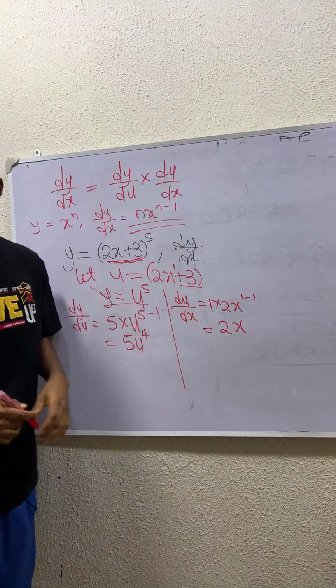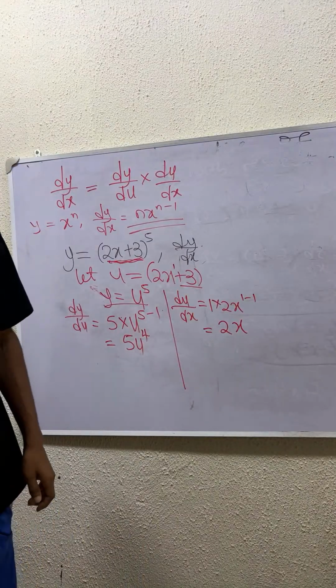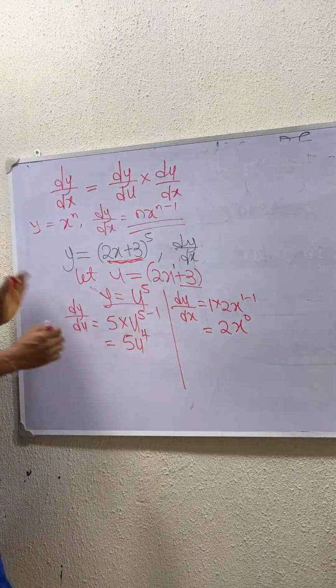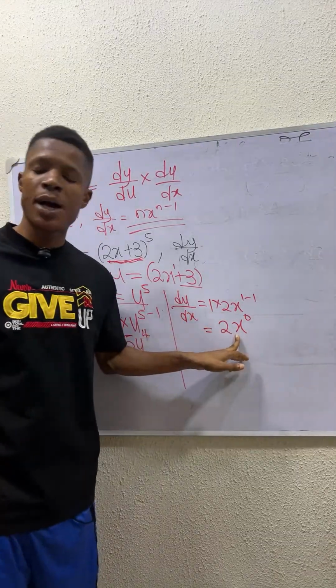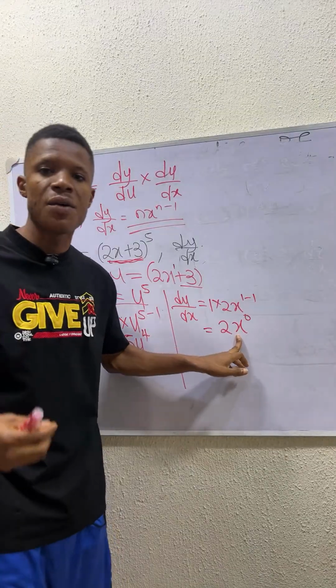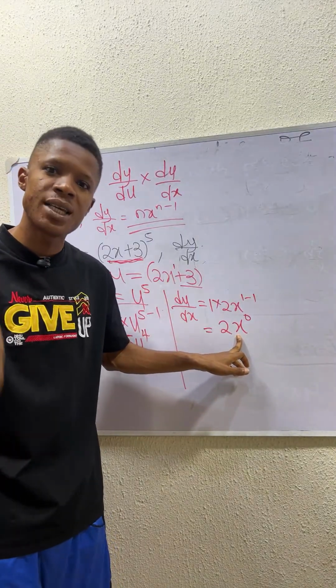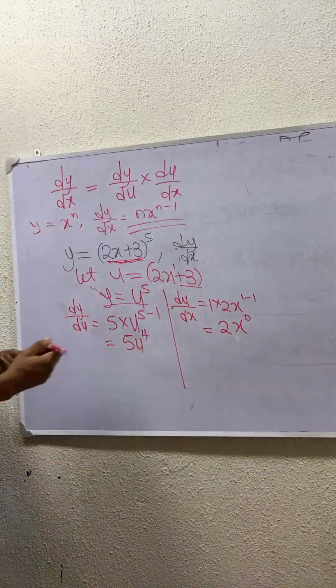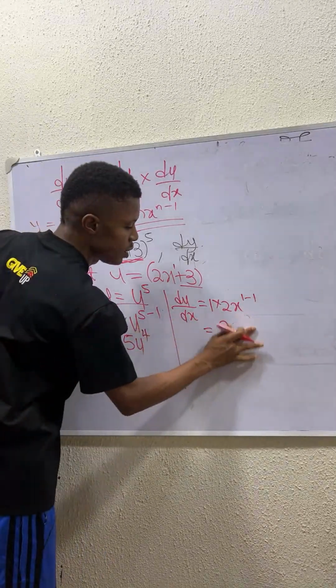1 minus 1 is 0. So any number raised to power 0 is what? Any number raised to power 0 is 1. So instead of writing this, it just becomes 2.